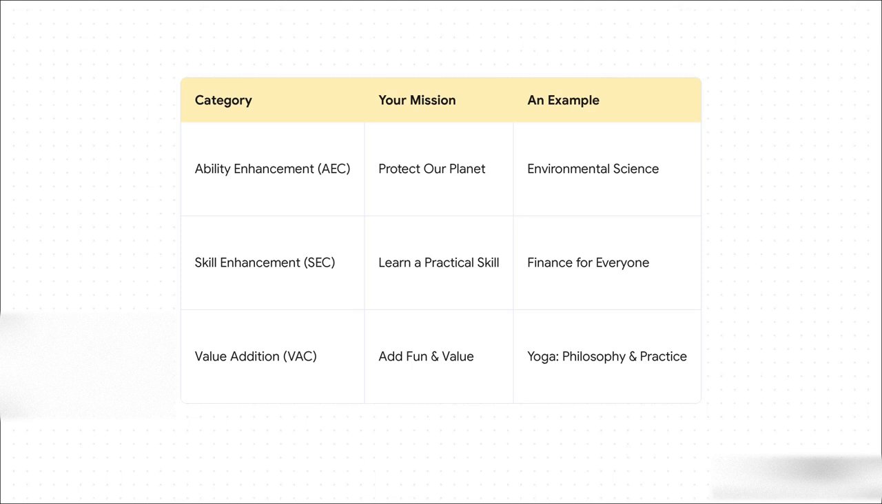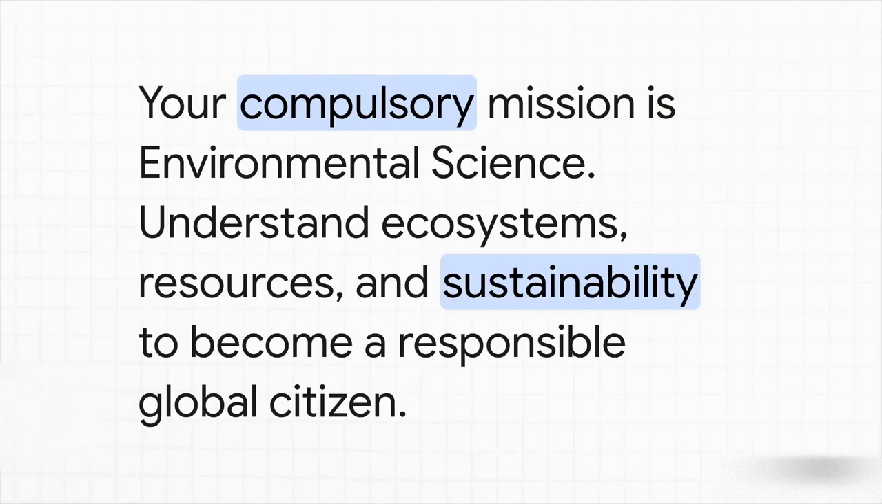The first one, ability enhancement, that's like taking care of our clubhouse planet. Everyone has to do it. Then, for the other 2, you get to choose again. You pick one skill enhancement course to learn a cool new thing and one value addition course for some extra fun. So the compulsory one is all about environmental science.